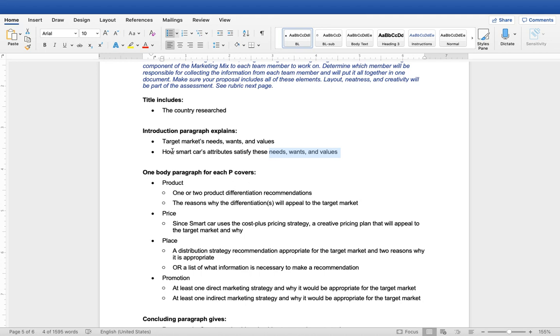And then talk about the smart car's attributes. These are some of the attributes that will be attractive to this target market. And why? Explain why, okay? So that's the first portion of the marketing mix proposal, the introduction paragraph describing your target market.